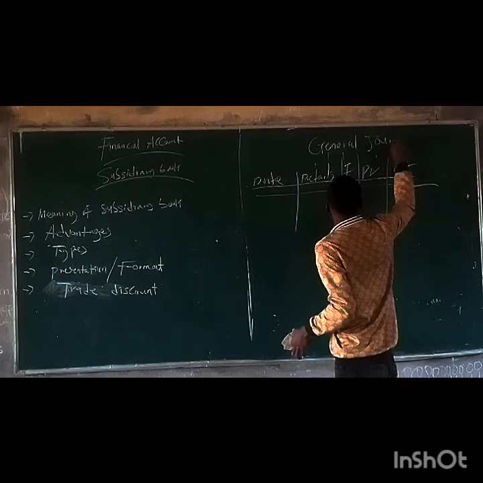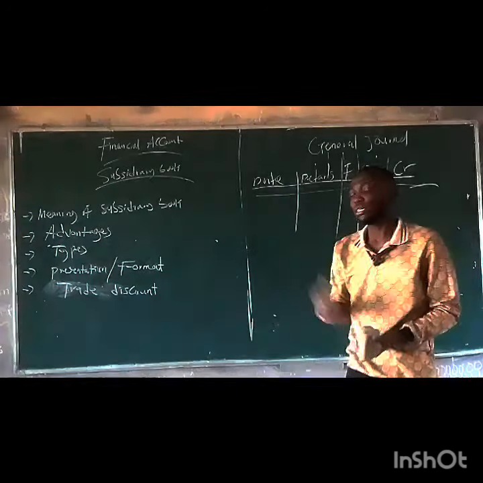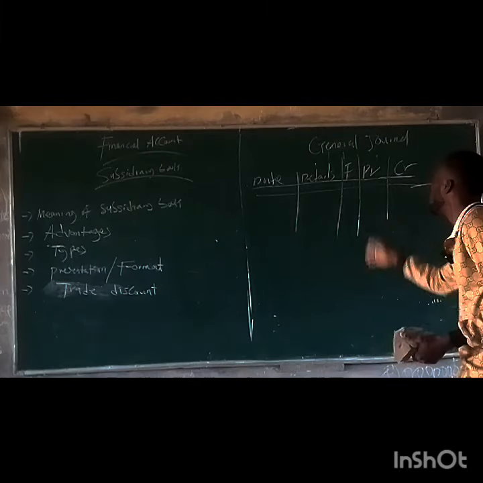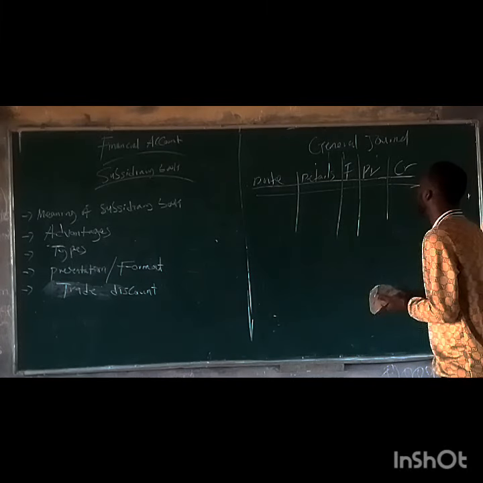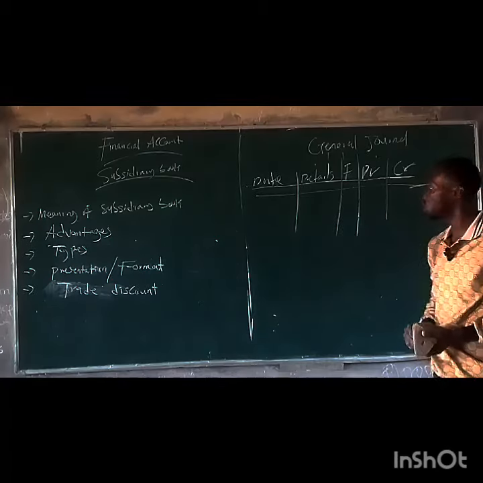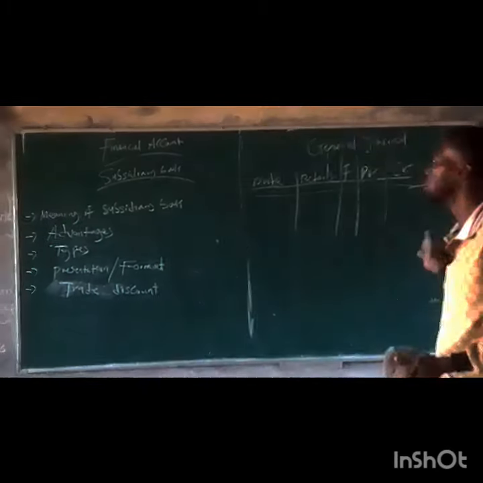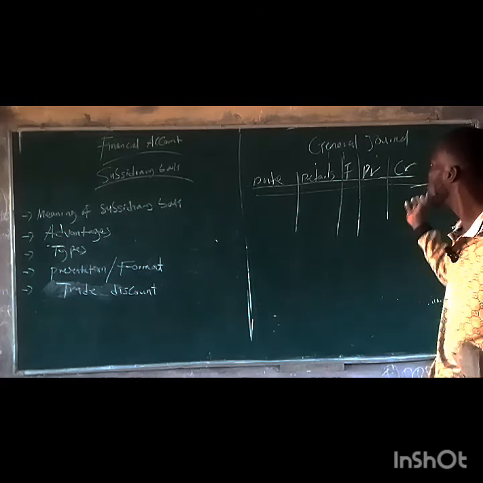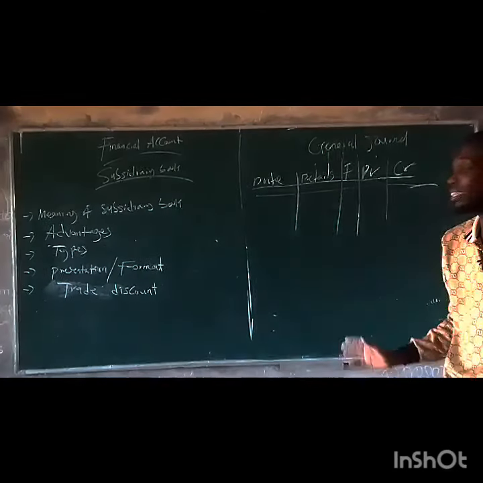I think we have done something like this in our previous class. We have the date, the details, the folio, the debit and the credit. So this is how the general journal looks like. But in other ones, they don't have what we call debit and credit. Just post everything. Very easy.